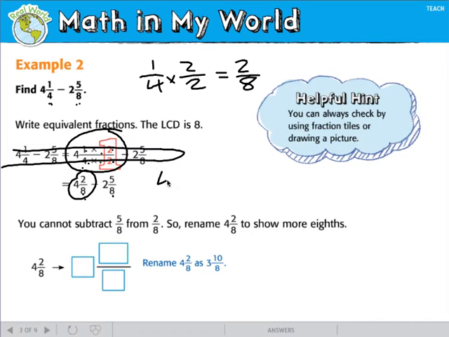I have 4 and 2/8. Subtract 2 and 5/8. Okay? I now have another problem. You need 2 kids back? Yeah. Can somebody tell me what the next problem is with my subtraction problem? Nobody knows? You don't see it?